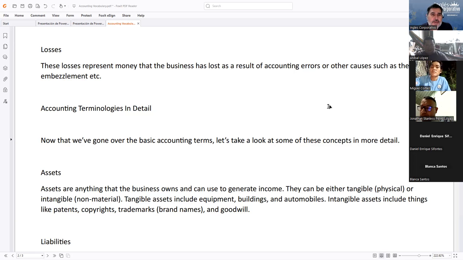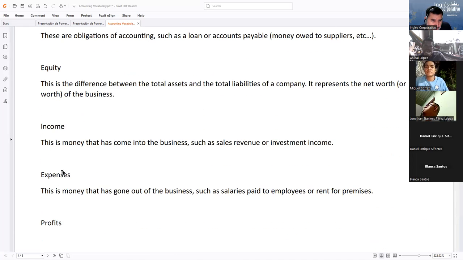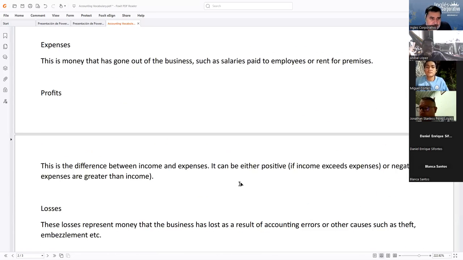The embezzlement. Or stealing from the company, but not stealing openly. Like some people make the budget. They say the budget will be about $200, but the budget is inflated. In reality, they spend $150 and the other $50, they steal it. Right, so they are embezzling, that's embezzlement. It's taking money from the company. Obviously illegal. Okay, so that would be losses, profits, expenses, income, assets.